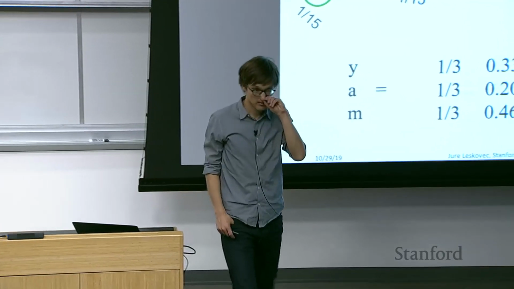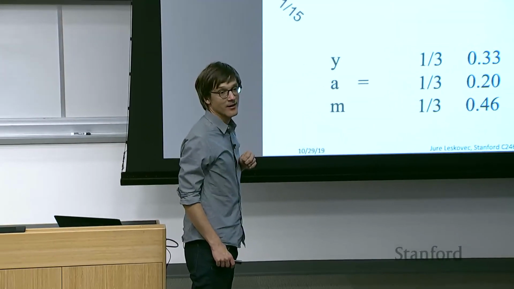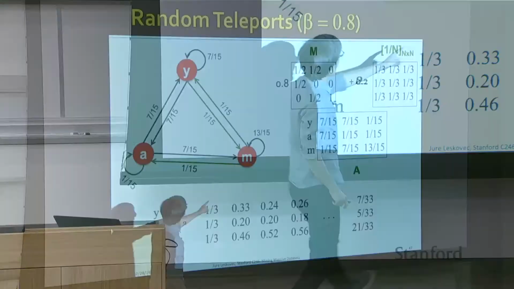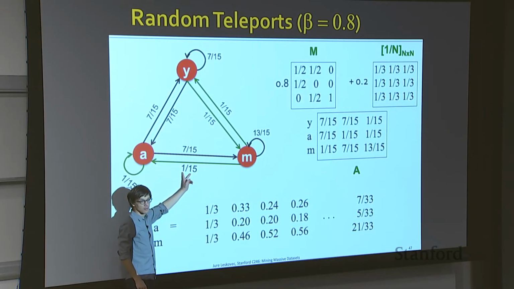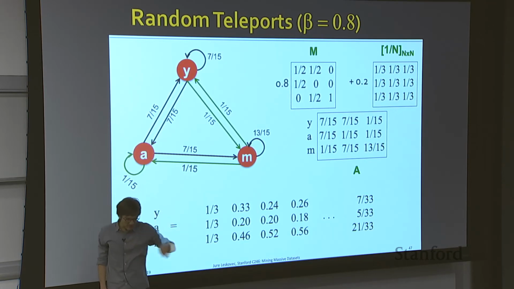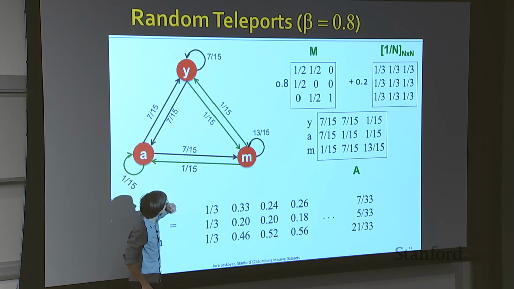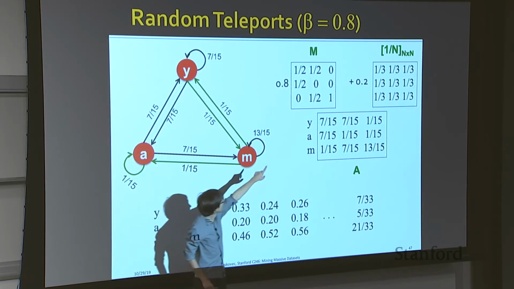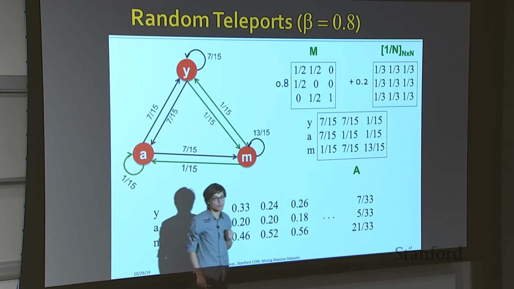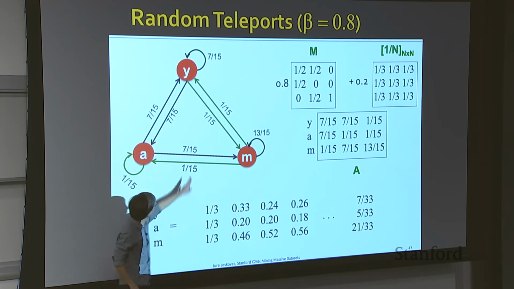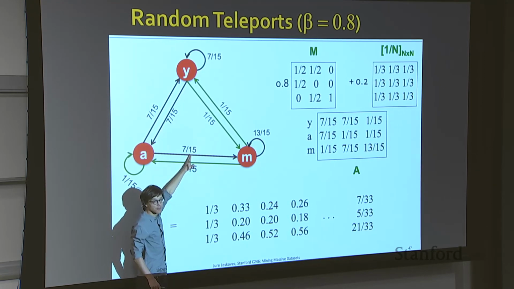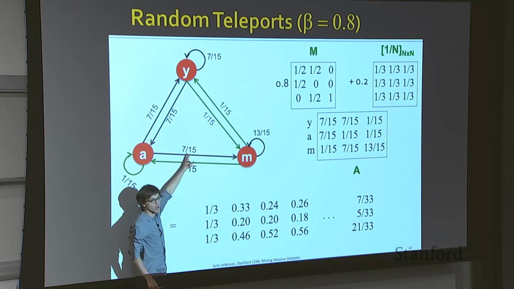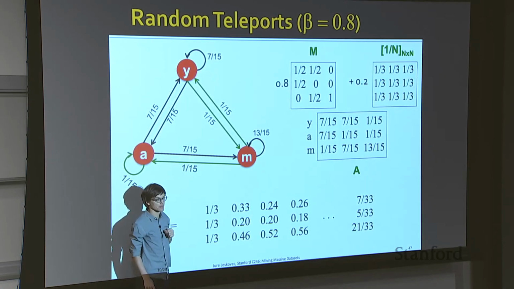Yes? So green denotes the links created by random teleports? Exactly, right? What I did is I added these links to denote random teleports. And I randomly teleport with 1 over 15, since I can jump to any of the 3 nodes, and I will teleport 20% of the time. So it's 1/5 times 1/3, so it's 1/15, right? While here, why is it 7 over 15? This is 1/2 plus 1/15 or whatever, right?